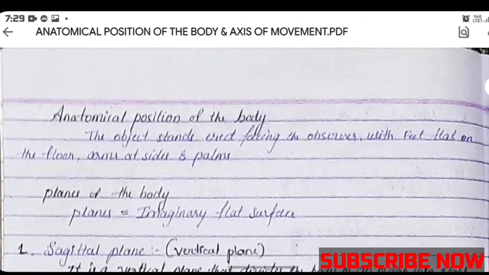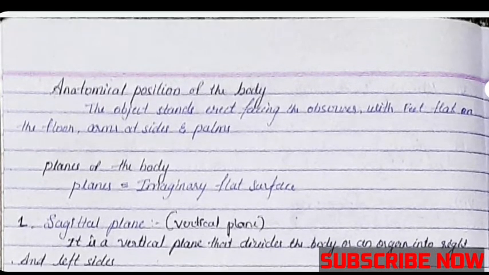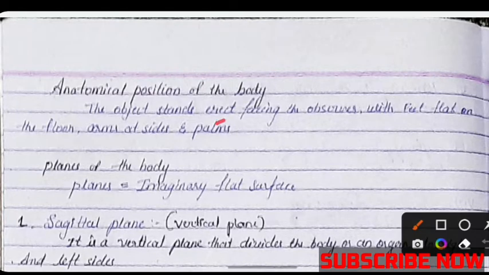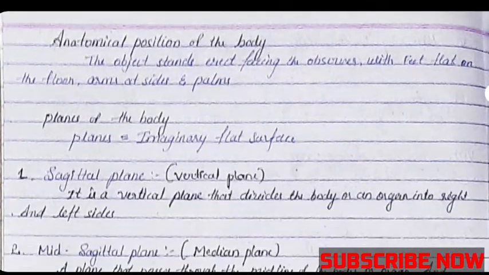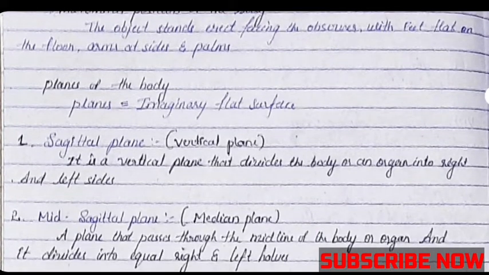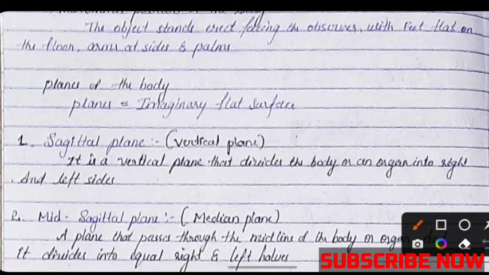Let us study anatomical positions of the body. The object stands erect, facing the observer, with feet flat on the floor, arms at sides and palms forward. Planes of the body. Planes are equal to imaginary flat surfaces.